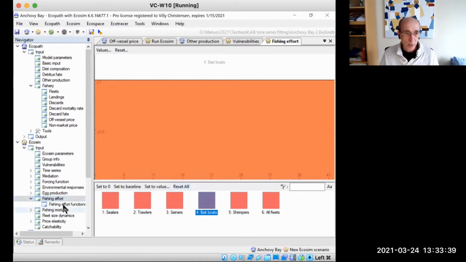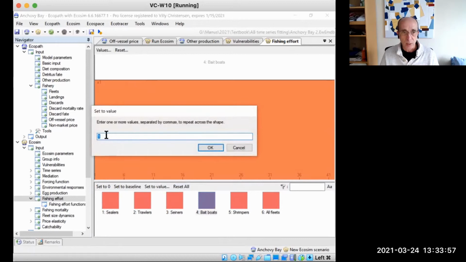We could do that by going in and saying, well, let's try to increase the effort for one of these groups. We can go up here. So now I'm taking bait boats. They are fishing for anchovy, and I can do something pretty drastic for this group because it's a pretty small fishery. In the tutorial I wrote 30 times, that's a bit much, 10 times would do.